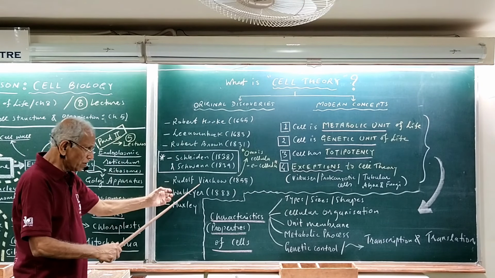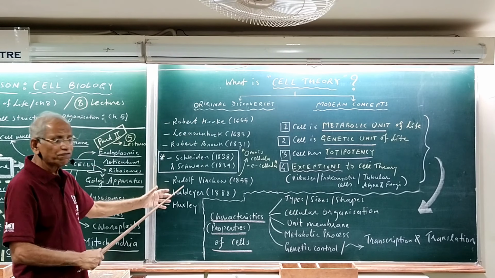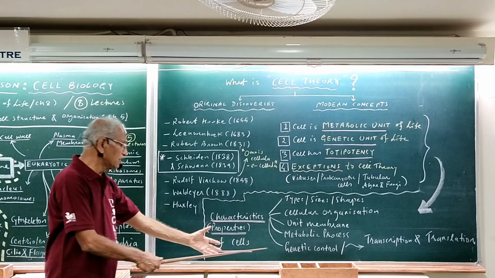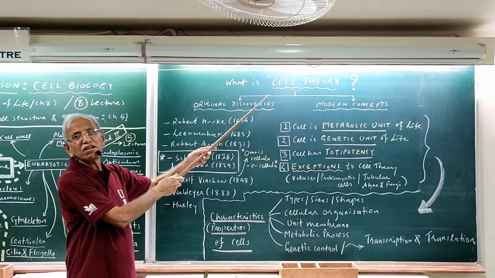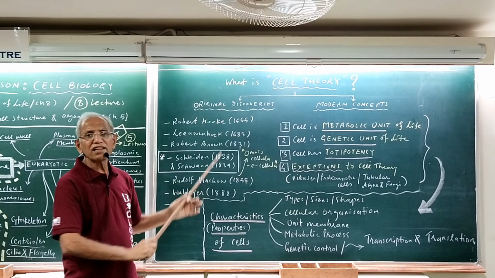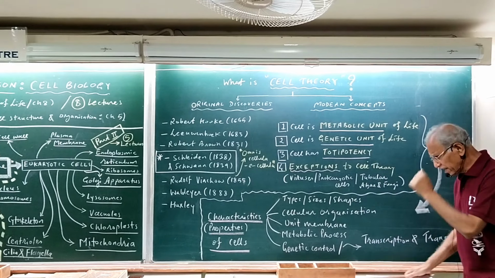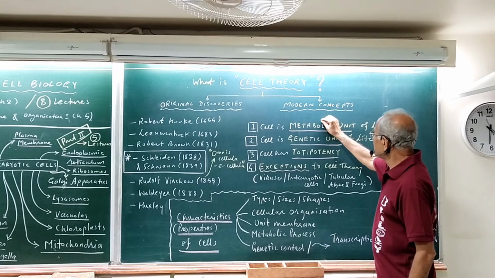This is about the research. This is about the general conclusions. Because of the studies of these people, now we can say that these are the characteristics of cells, properties of the cells, and the properties of the cells are a product of research, and that research is cell theory research. Cell is a metabolic unit of life. Listen carefully. I will now add a few words here.